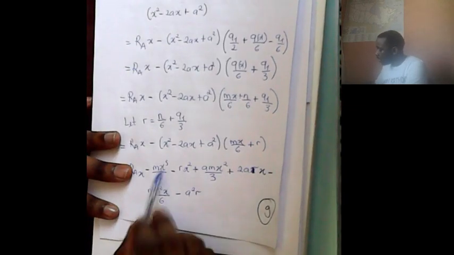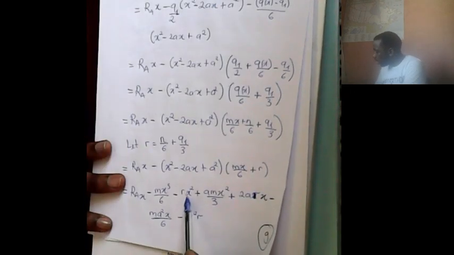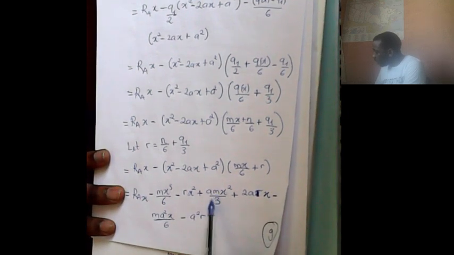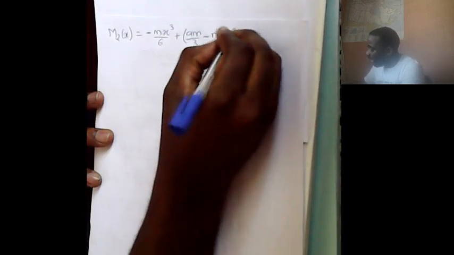We'll have M2 of x finally to be equal to, we want x cubed, this is it here, minus mx cubed on 6. Then the terms in x squared will have, let me take the positive one first, am on 3, right? Okay, we have am on 3 here plus am on 3, and then we have minus r, and then minus r. Here all of that will be the terms in x squared.